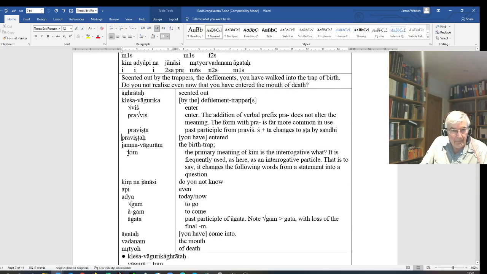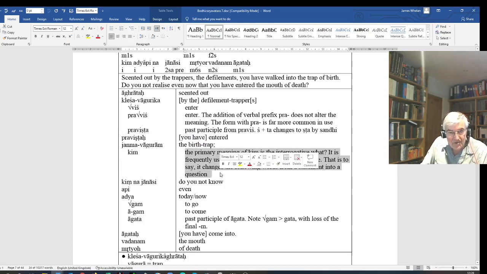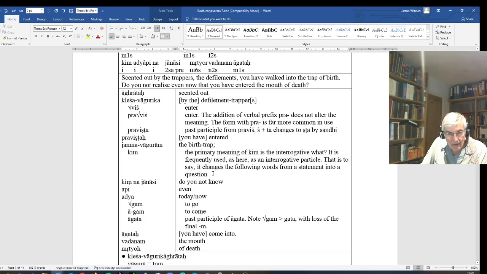Now look down to kim. So here that's indented because before in the phrase kim na janasi, do you not know? Before going to that phrase, I've just highlighted kim here, and I'm explaining what it means in this context. Once I've given that explanation, you'll see now back to the actual Sanskrit text. Now that you know what kim means, and I give you kim na janasi, do you not know?